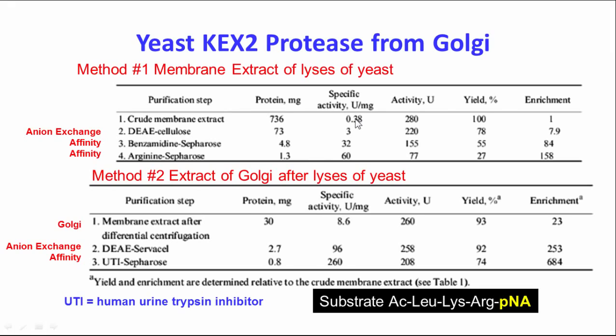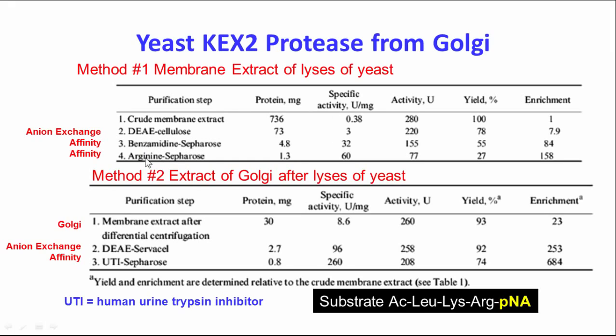Specific activity is 0.38. That's the activity. 280 units of activity divided by the total protein gets specific activity, and we call this 100% yield for the first step, and then enrichment is 1 here. Next is DEAE cellulose. DEAE has a positive charge on it, so this is anion exchange chromatography, and that enriches it about 8-fold and increases the specific activity to 3.